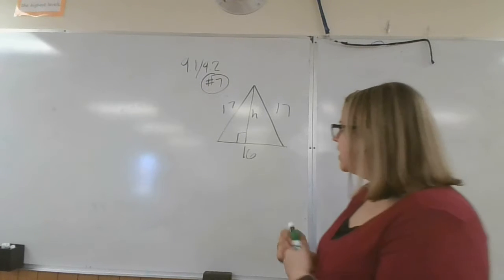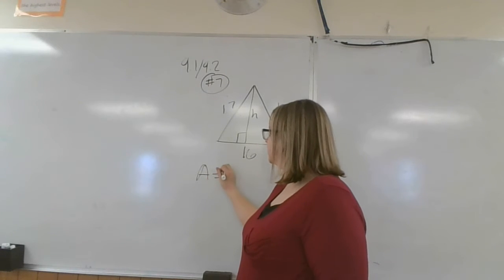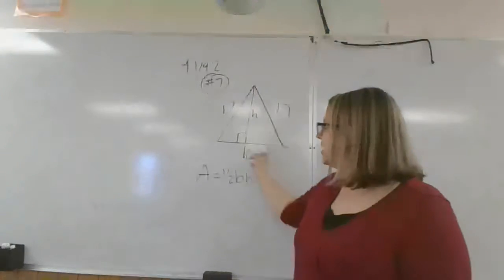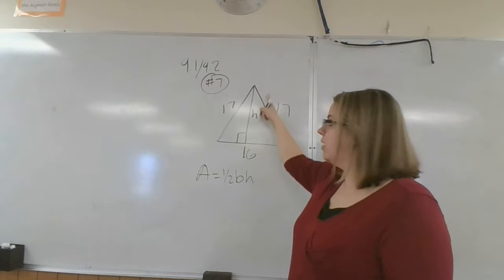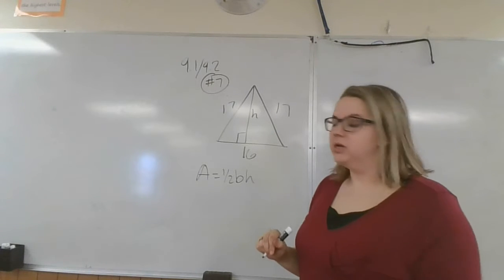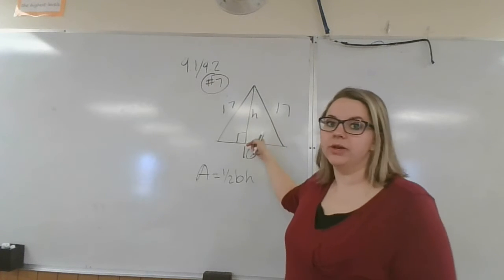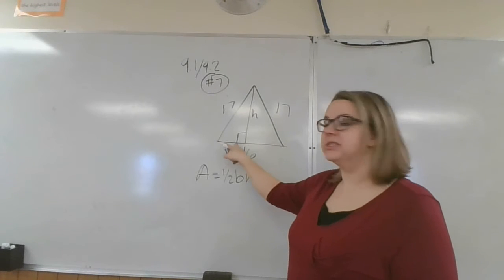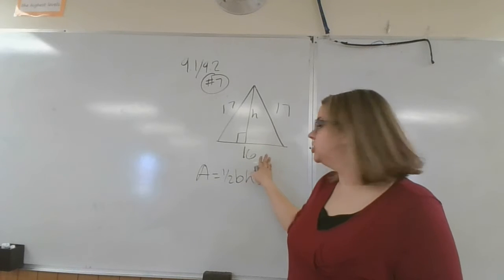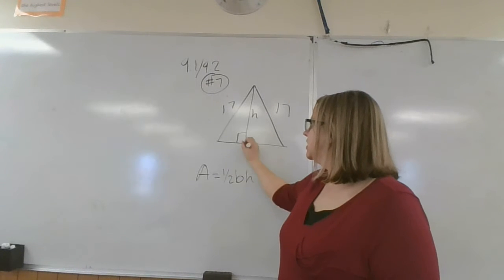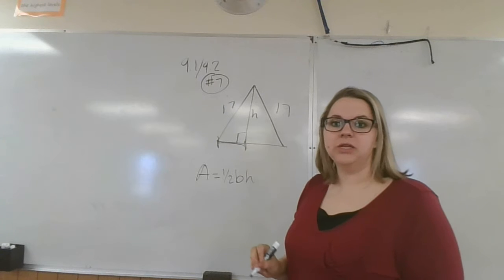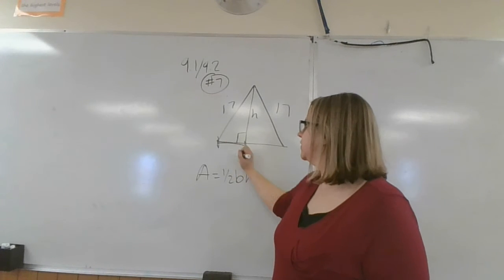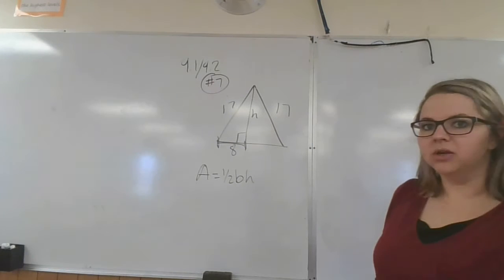Now remember, the area of a triangle equals 1/2 base times height. So we have our base here is 16. We don't have our height. We have to find that out. This height here is also called an altitude. What an altitude does in an isosceles triangle is it splits this bottom part into 2 equal pieces. It's 16 total, so this piece right here is equal to 8.